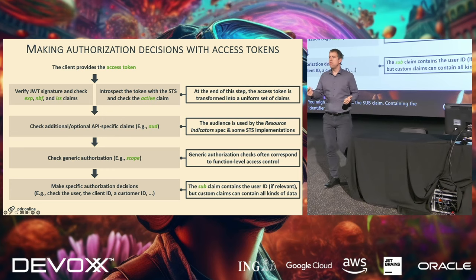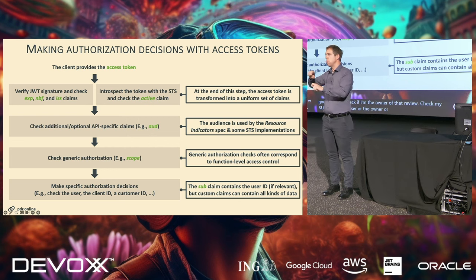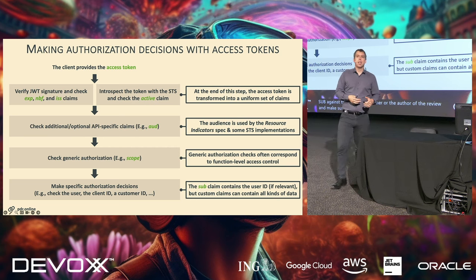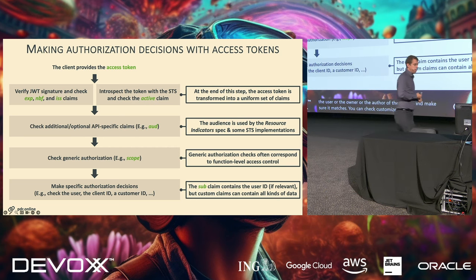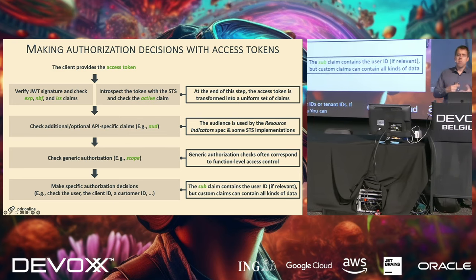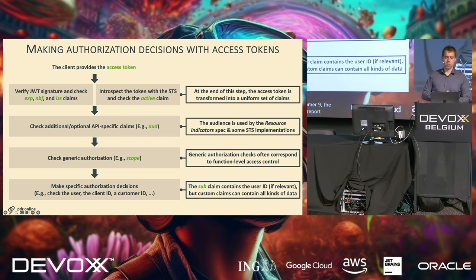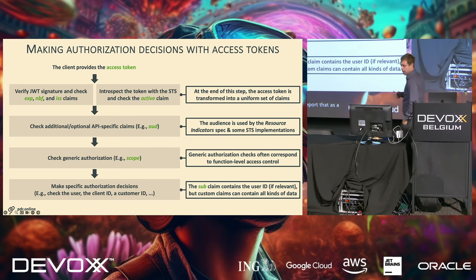If I want to delete a review, maybe it's a good check to check if I'm the owner of that review. Check my SUB against the user or the owner or the author of that review and make sure it matches. You can check customer IDs or tenant IDs. If you have a multi-tenant application, you can include a custom claim in your tokens that says like customer ID is 7. And if you want to delete something from customer 9, the response should be like, go away, bad user. And report that as a security vulnerability or security event.